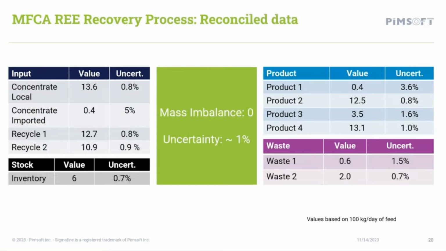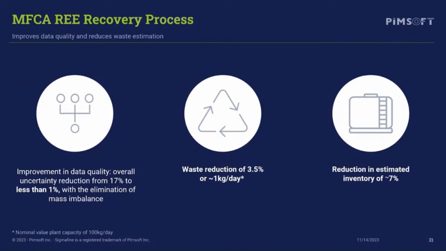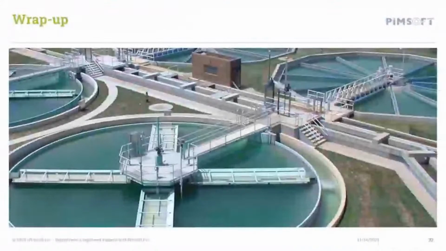However, in the full implementation of MFCA, cash equivalents are typically reported. After reconciliation, not only is the imbalance eliminated, but a huge improvement in data accuracy has been achieved, thanks to the very high redundancy in the associated SigmaFine input. Let's take a look at what was achieved. Indeed, the overall uncertainty dropped from 17% to less than 1%. Waste declaration has been reduced by over 3.5%. And we have seen an allocation shift from inventory to products. Let's wrap up.